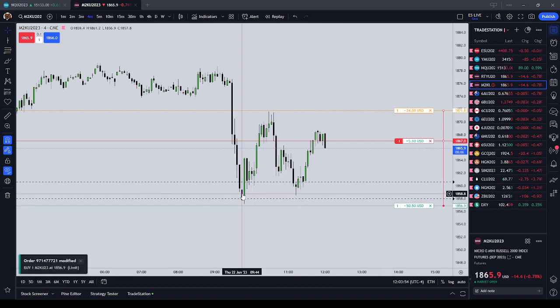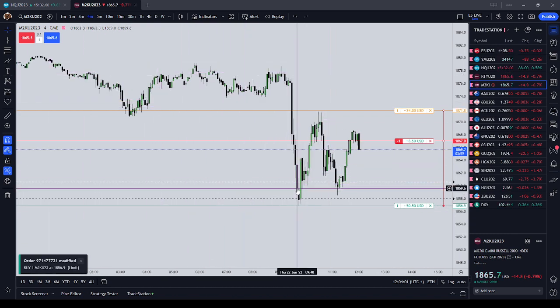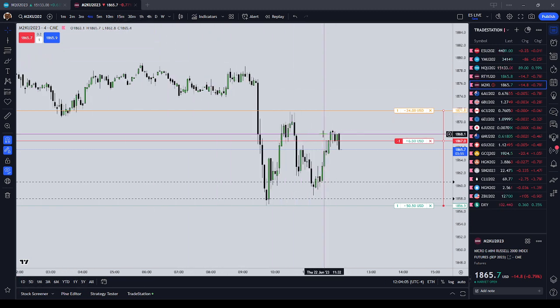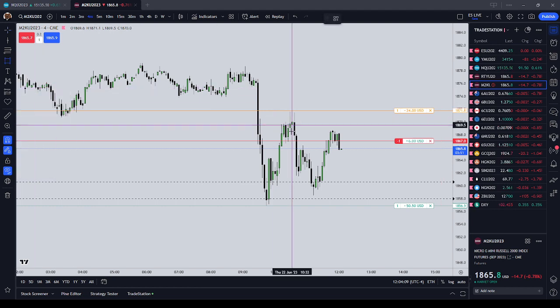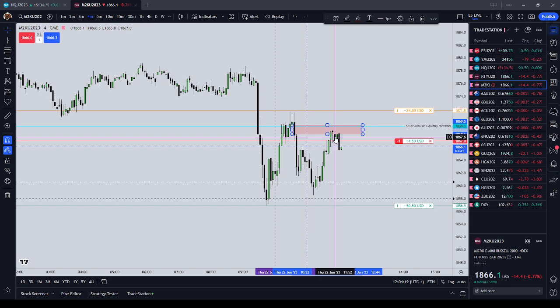It wants to come and sweep. It's drawing to the New York AM session low. That's what it's doing. Okay, all right, I got it. I got the narrative. There it is. That was just trading into an inefficiency during the New York AM coming into the lunch hour. This is a seek and destroy profile.